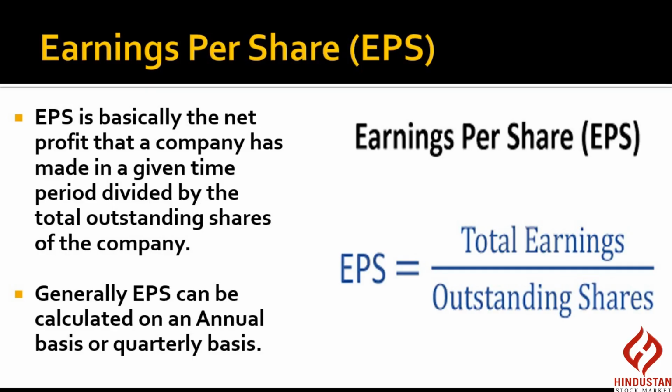So EPS is basically the net profit that a company has made in a given time period divided by the total outstanding shares of the company. Generally, EPS can be calculated on an annual basis or quarterly basis. And this is the formula for calculating earnings per share. That is, EPS is equal to total earnings, where total earnings is nothing but net profit available to equity shareholders, divided by outstanding shares, right?